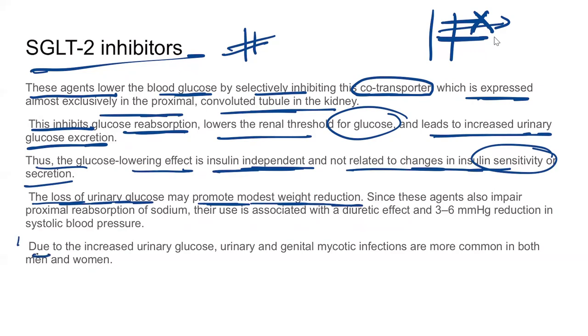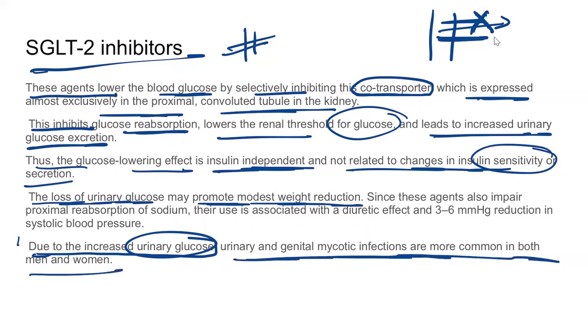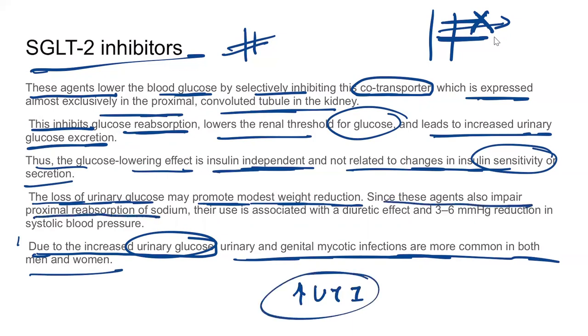The drawback is that due to increased urinary glucose, urinary and genital mycotic infections are more common in both men and women. So basically, they increase the chance of UTI. Clear? And since these agents also impair proximal reabsorption of sodium, their use is associated with a diuretic effect and 3 to 6 mmHg reduction in systolic BP.